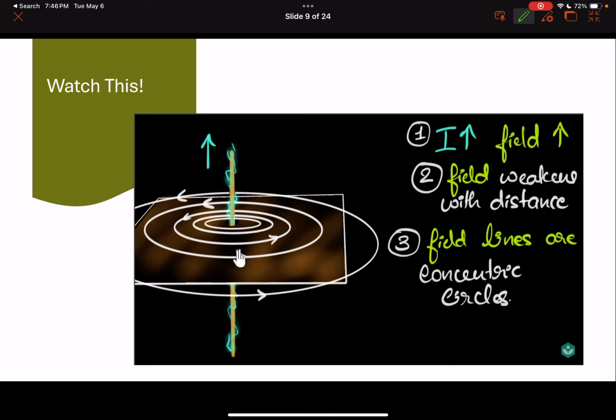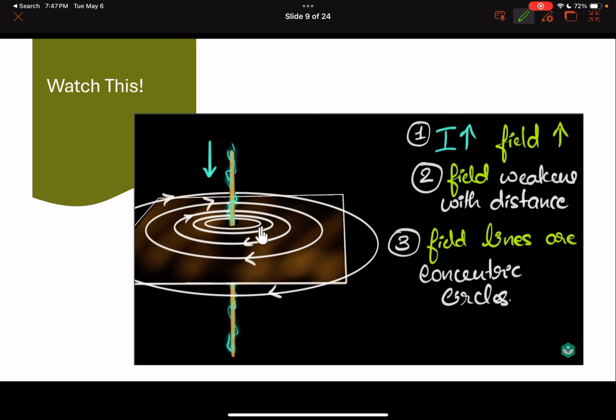And finally, we also saw that the direction of these magnetic field lines depends on the direction of the current. If we were to reverse the direction of the current, the field lines would still be concentric, but they would reverse their directions as well. Like this. And also notice how we have drawn these field lines. The circles are drawn close to each other, near to the wire. This is to indicate that the field is very strong close to the wire.